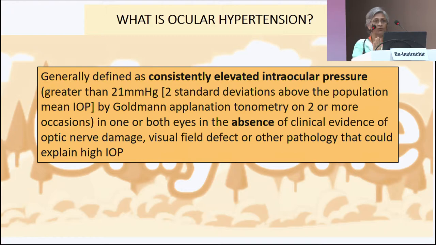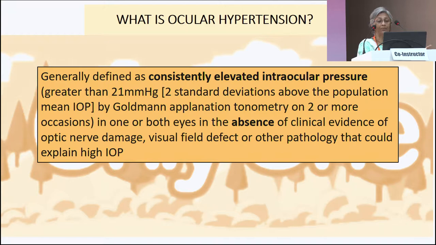So first of all, we have to define a particular thing, and that is, what is ocular hypertension? This is defined as consistently, the word is consistent, elevated intraocular pressure more than 21, he is fortunately given 24, two standard deviations above the mean population intraocular pressure, again by GAT, not by NCT or by any other means, on two or more occasions, in one or both eyes, in the absence of any clinical evidence of optic nerve damage, field defect, or any other pathology, mind you, any other pathology that would explain the high intraocular pressure.